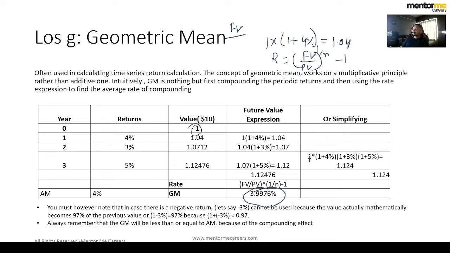If you just keep 1 as constant, because you invested 1 only once, and you are compounding all the rates, 1 plus 4, 1 plus 3, 1 plus 5, and all you get is 1.124, and your future value becomes 1.124. Now just use the rate function to find out 1.124 divided by 1 raised to 1 divided by 3, minus 1, and you have a geometric mean. That's it, right? So since it's a rate function, you have to understand that geometric mean makes more sense when you're looking at compounded numbers.